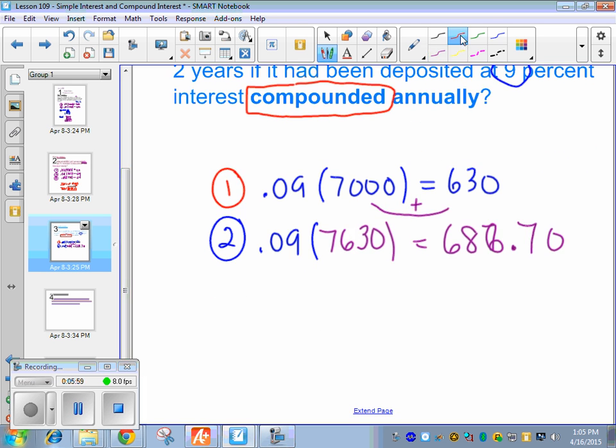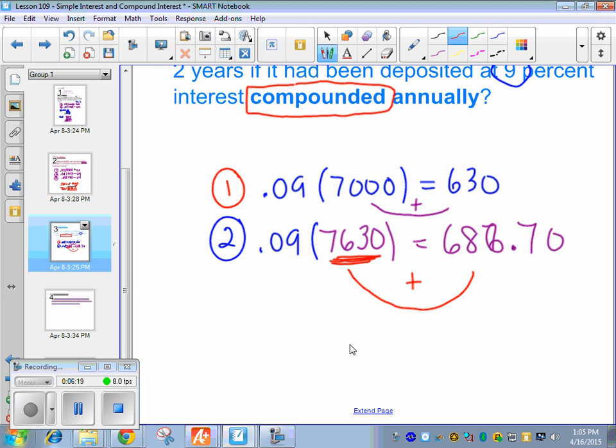Now, when you add at the end, we already did the sum. This was what we had at the end of year 1. So to get our final answer, we just add these 2 numbers here, okay? And that's going to be our end of year 2. So you don't go back and add anything from the beginning. You already added that here. And now we add the interest from year 2.